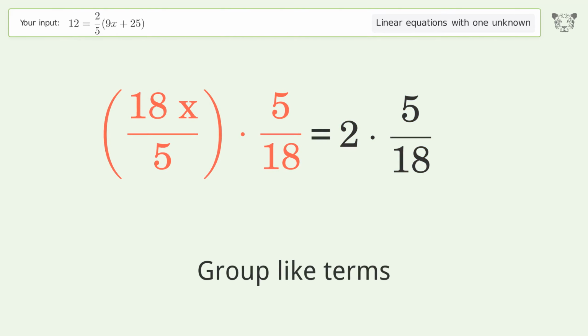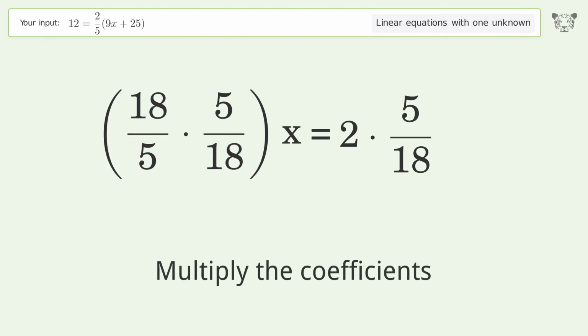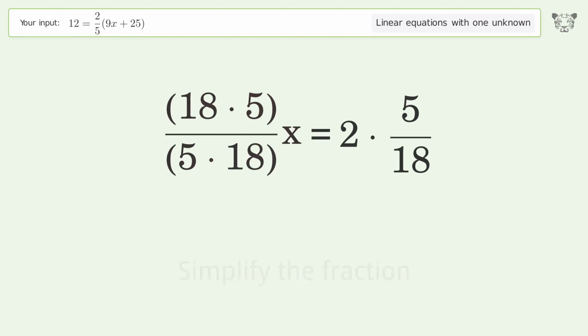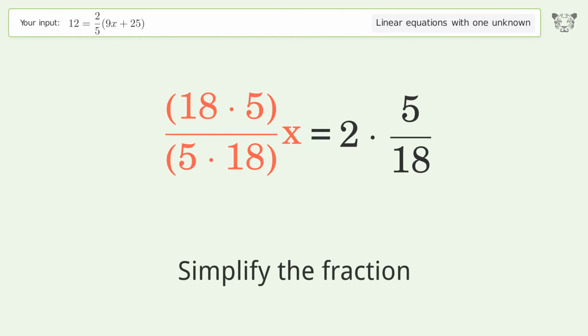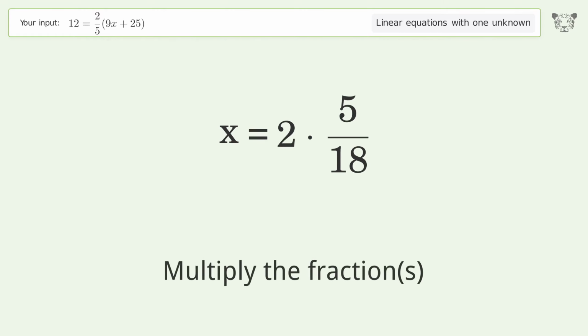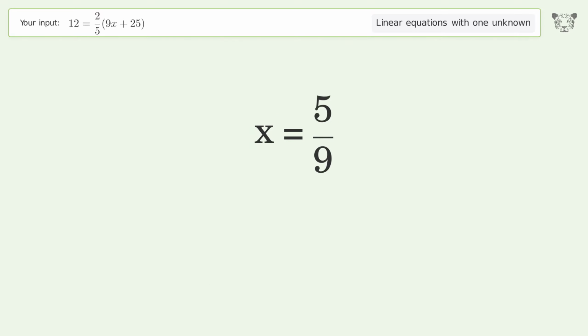Group like terms. Multiply the coefficients. Simplify the fraction. Multiply the fractions. Simplify the arithmetic. And so the final result is x equals 5/9.